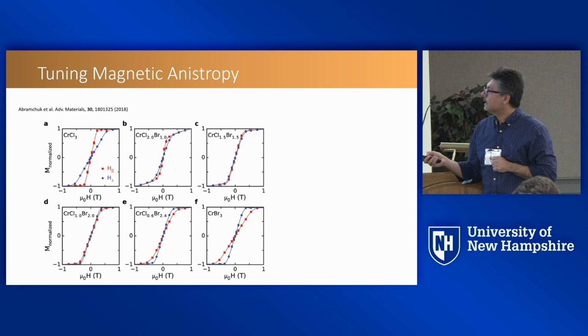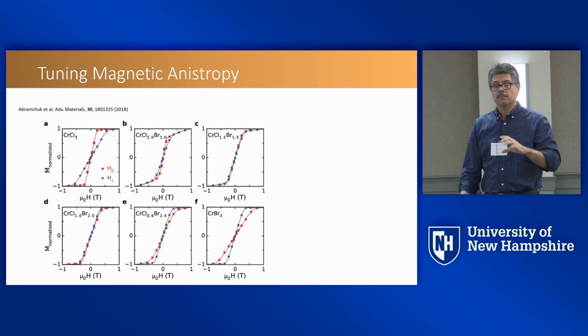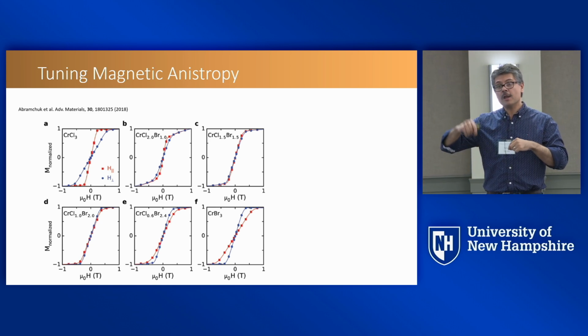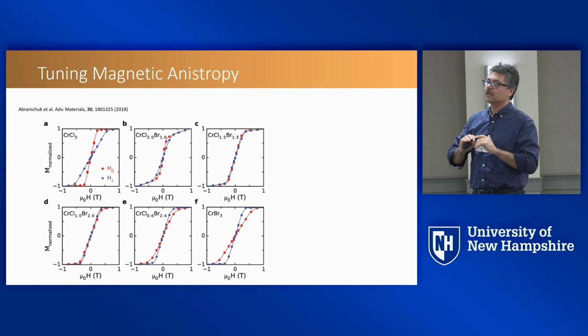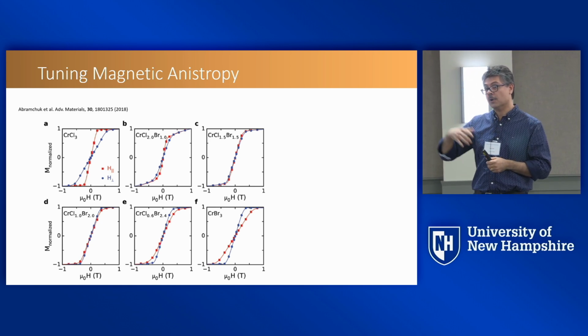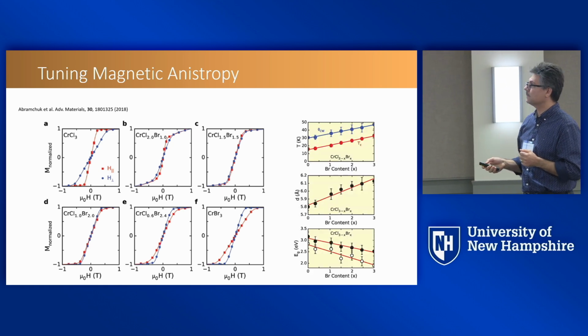So this is chromium chloride, magnetization measured with field in the plane and out of plane, and you see that the in plane is the easy axis. But as we increase bromine, the red and blue curves cross. You see that here the red curve saturates before the blue curve, and here the blue curve saturates before the red curve. So in fact, the anisotropy goes from in plane to out of plane continuously by tuning the composition of your non-magnetic elements, not the magnetic element. And that is, I think, a very interesting chemical pathway to tune a van der Waals system by tuning the non-magnetic ligand, because the spin-orbit coupling of the ligand actually determines the anisotropy in these systems.